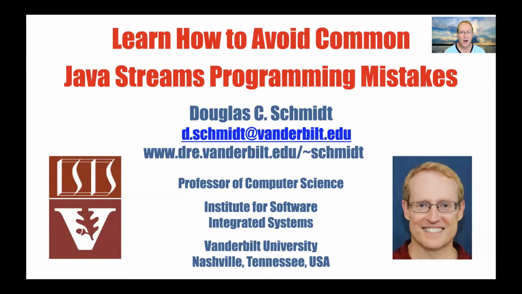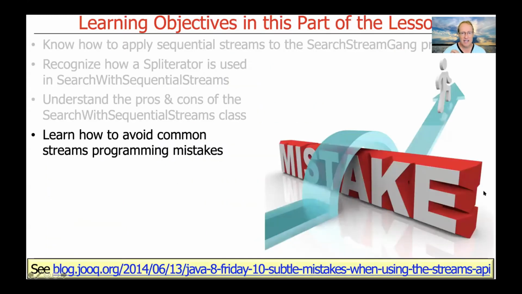What I'd like to do now is talk about the broader issues of how to avoid common programming mistakes when you use Java streams. It turns out that there's a number of things people get wrong when they do streams, be it sequential streams or parallel streams. So I thought it might be helpful to talk about some of those traps and pitfalls and see how we can avoid them.